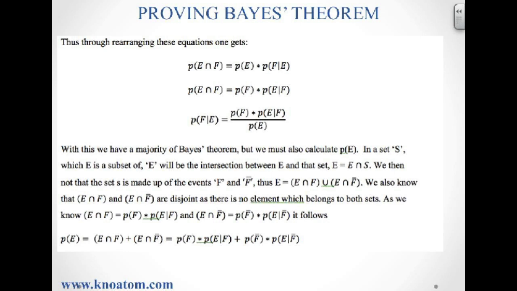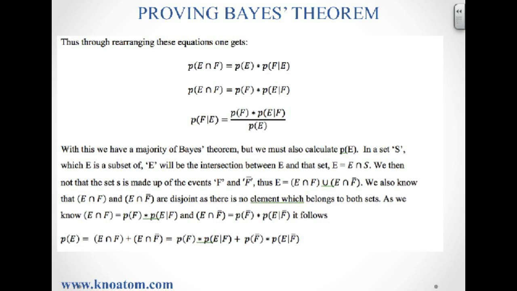With this, we have a majority of Bayes' theorem, but we must also calculate the probability of E. In a set S, which E is a subset of, E will be the intersection between E and that set, or E equals the intersection of E and S. We then note that S is made up of the events F and not F. Thus, E equals the union of the intersection of E and F and the intersection of E and not F. We also know that the intersection of E and F and the intersection of E and not F are disjoint, and there is no element which belongs to both sets.